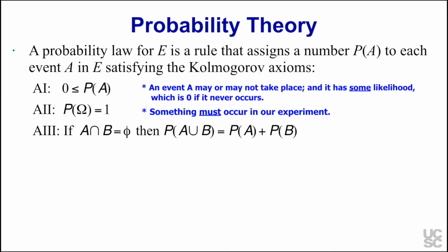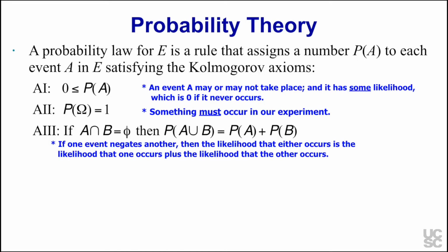The intuitive notion that something must occur in our experiment results in the probability of something taking place being 1, because we are certain that one of the outcomes in our sample space will take place. So we are certain that we will observe one of the possibly many outcomes in our sample space. And the third axiom follows also from our intuitive notion that if one event negates another, then the likelihood with which we can witness one event or the other event equals the sum of their likelihoods. It's easy to map this last axiom to our basic notion of counting.